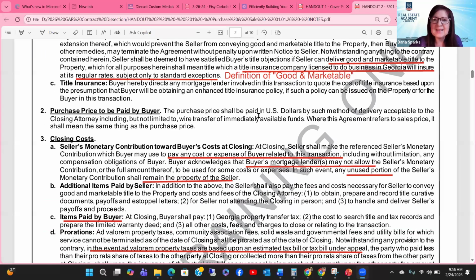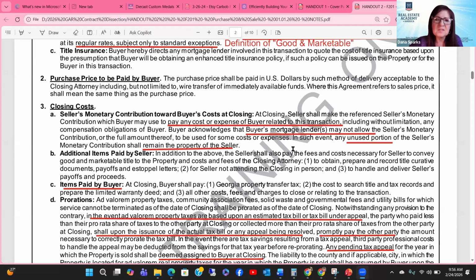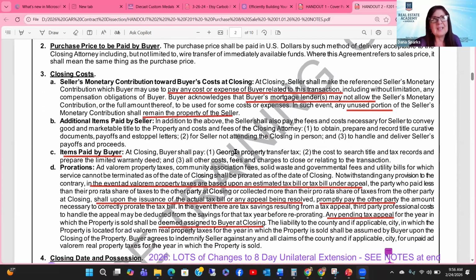And purchase price is paid in US dollars in a method of delivery acceptable by the closing attorney. And then closing costs. So GAR, again, I believe it was either last year or in 2024, they changed the label of this pile of money from closing costs to seller's monetary contribution towards the buyer's costs at closing. Again, there's two things to remember here. Number one, this pile of money that a seller agrees to contribute to a buyer can be used for any costs the buyer needs, any cash to close the buyer needs. However, it must be approved by the lender. And so that's spelled out here.